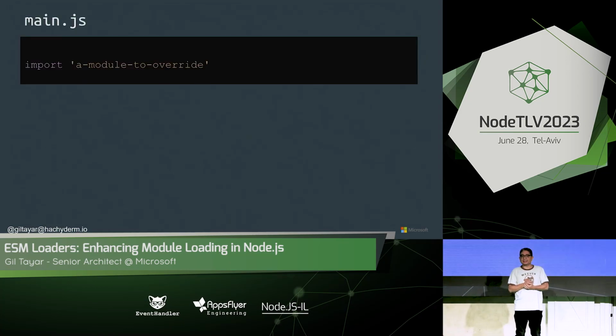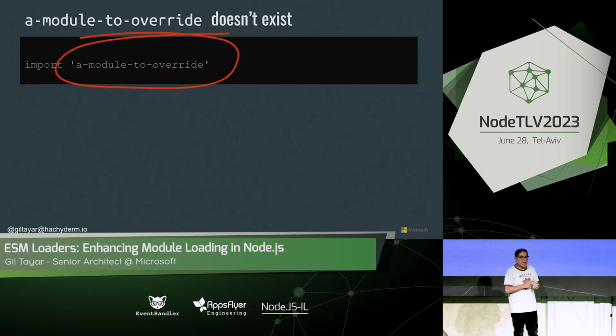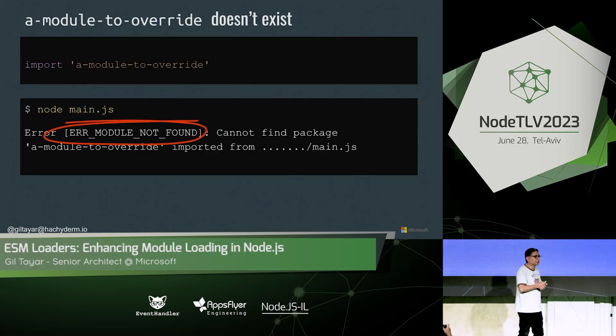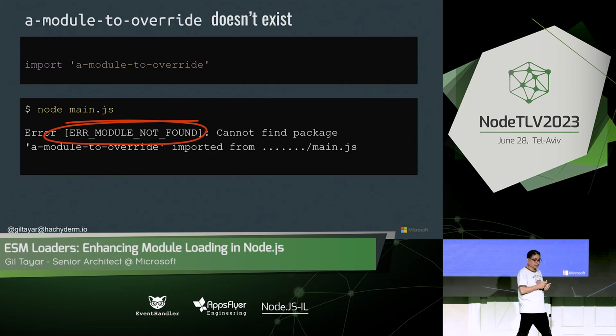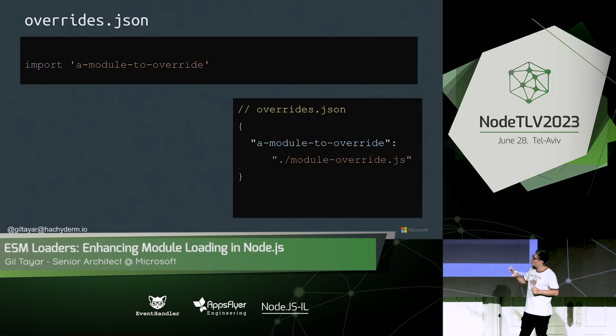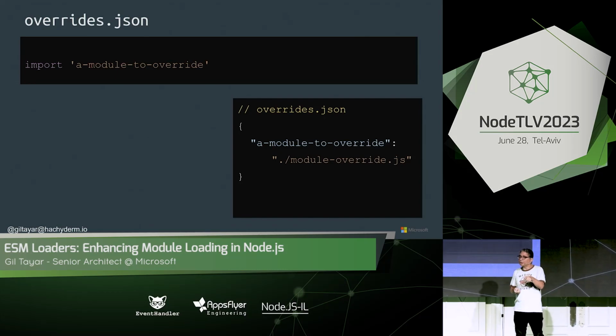For example, let's take this main.js, which imports a module to override. Simple file. And I will tell you that a module to override does not exist anywhere. So if I run it, I will obviously get module not found. Makes sense.